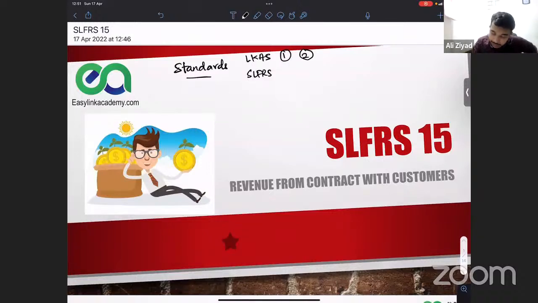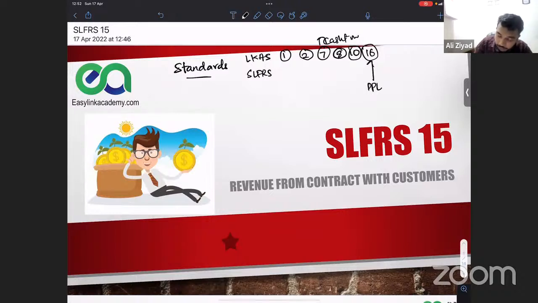And then we have LKAS 3. Do we have LKAS 3? No. We have LKAS 7, which we will be learning. This is for cash flows. And then we have LKAS 8, which we will be learning. Then we have to learn 10. Then we have already learned 16. What is 16? PPE, that's right. It's for property, plant, and equipment.